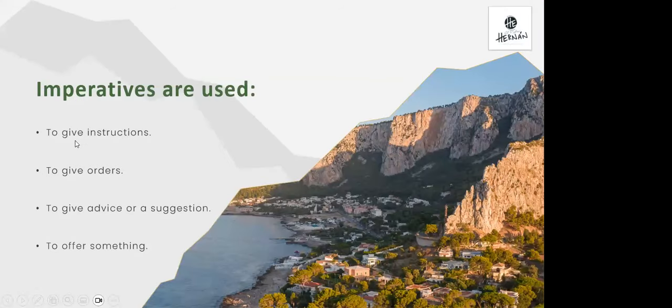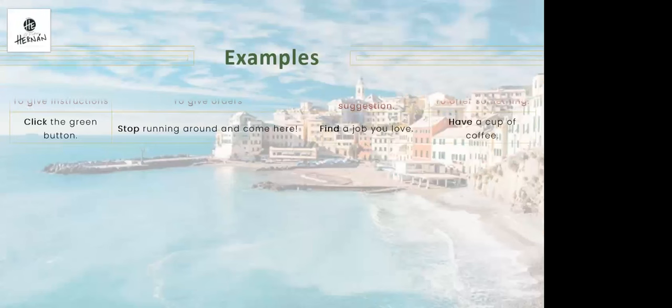We use imperatives to give instructions, to give orders. We also use imperatives to give advice or a suggestion. And also we use imperatives to offer something. Here are some examples. To give instructions, an example would be: click the green button. Notice that in this sentence, we don't have a subject. We start with the verb, right? And the verb does not have an S, no ED, nothing like that.